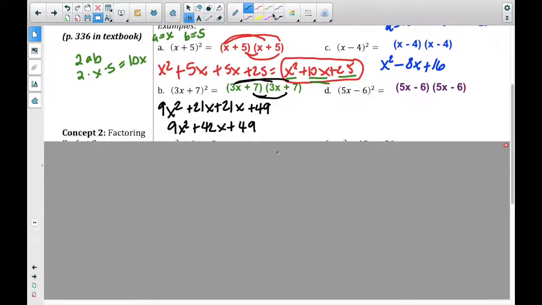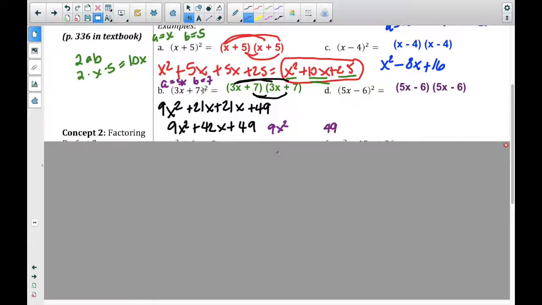If we did this by the rule instead of by just multiplying it, let's take a look. a would be 3x. b would be 7. The rule says a squared plus 2ab plus b squared. So a squared is 3x squared, which is 9x squared. I'm going to skip to the end because I think that's easier. And 7 squared is 49.